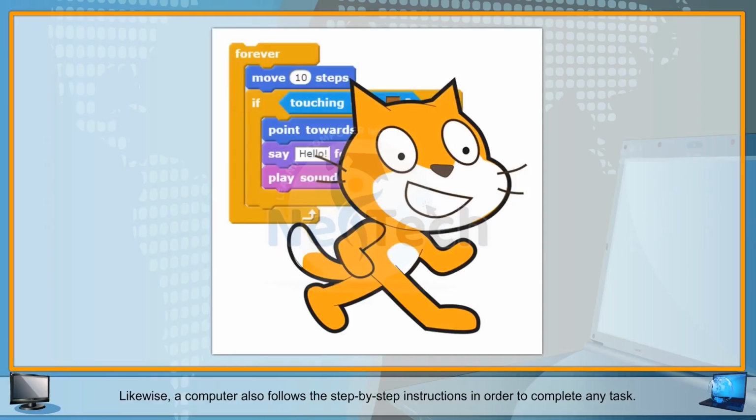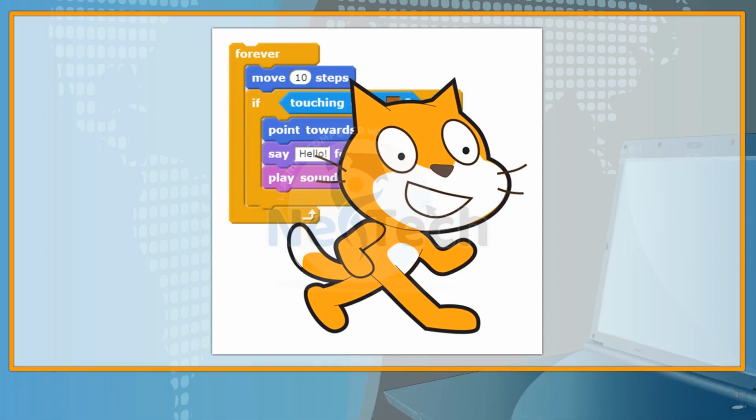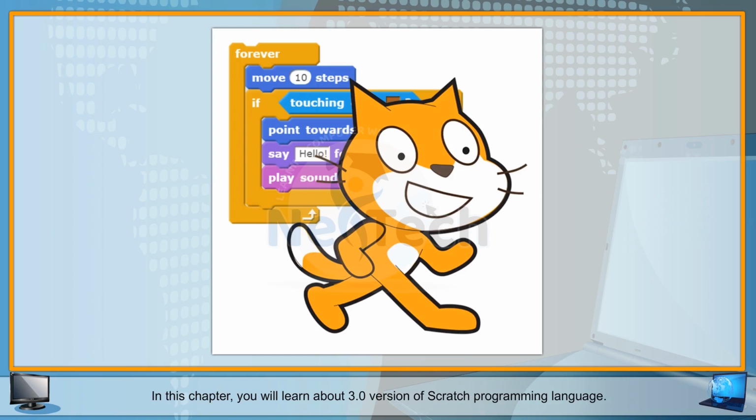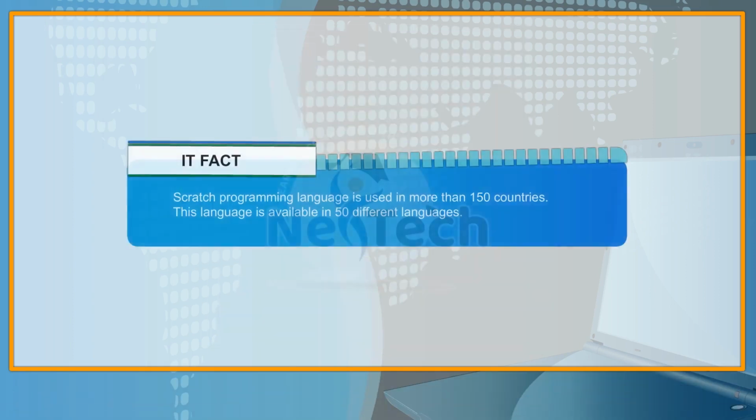Likewise, a computer also follows the step-by-step instructions in order to complete any task. In this chapter, you will learn about 3.0 version of Scratch programming language. IT facts. Scratch programming language is used in more than 150 countries. This language is available in 50 different languages.